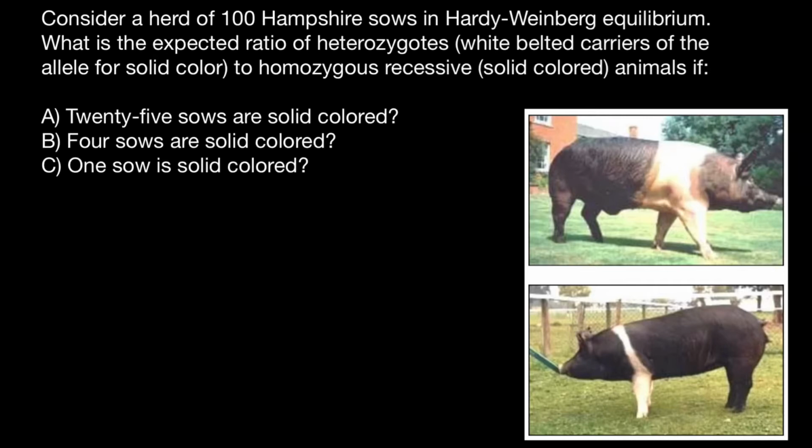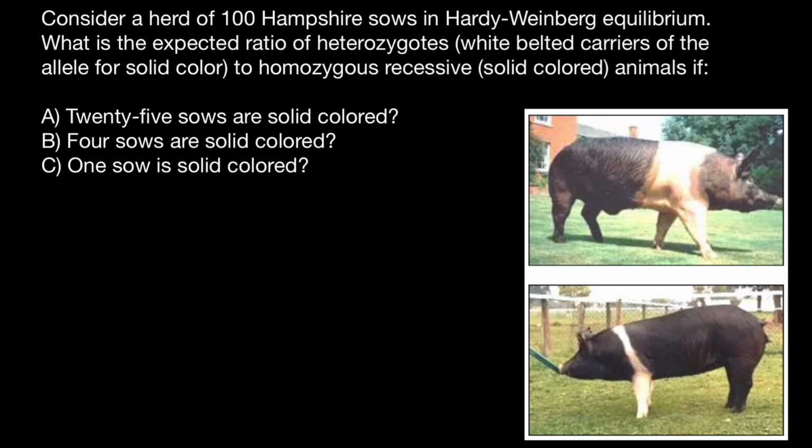Hello and welcome to Nikolay's genetics lessons, and today's problem is: consider a herd of 100 Hampshire sows in Hardy-Weinberg equilibrium. What is the expected ratio of the heterozygotes, white-belted carriers of the allele for solid color, to homozygous recessive solid-colored animals if? And three questions.